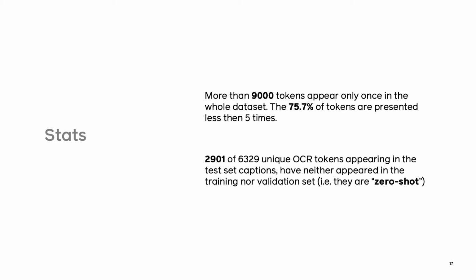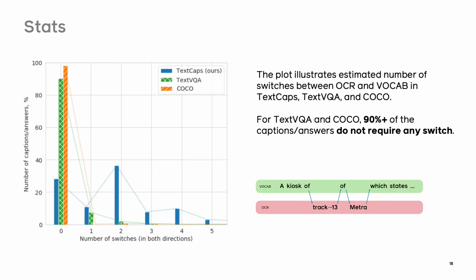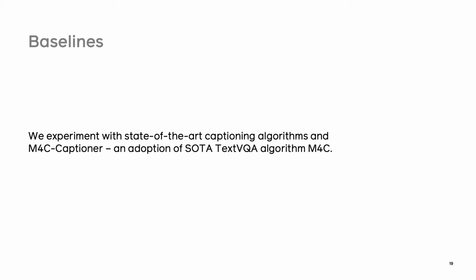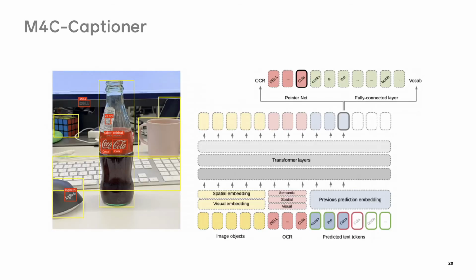To give an idea of how rare the OCR tokens are, more than 9,000 tokens appear only once in the whole dataset, whereas 50% of the unique OCR tokens appearing in the TextCaps test set have never appeared in the validation or training set. Hence, they are zero shot. TextVQA and COCO, for 90% of their captions, don't even require switching between fixed vocabulary and OCR. Whereas, as you can see from the plot, most of the TextCaps captions require at least two switches between OCR and fixed vocabulary. Let's talk about the baselines that we introduced with the TextCaps dataset.